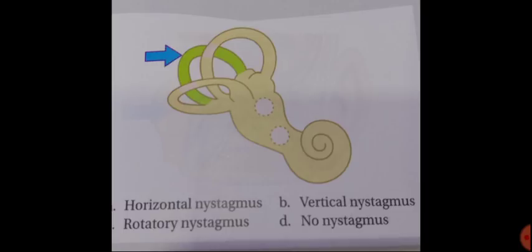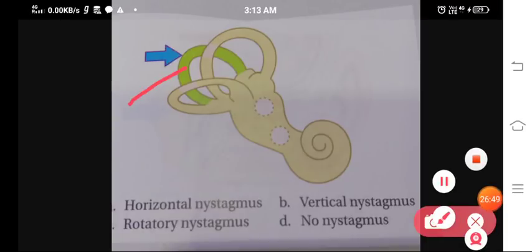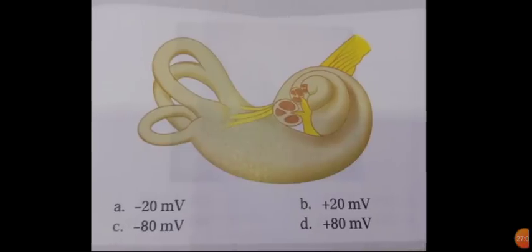Yes, so here just remember that different semicircular canal stimulation will cause different type of nystagmus. So nystagmus is horizontal for horizontal canal, nystagmus is rotatory for superior canal, and nystagmus is vertical for posterior canal. So this one is your posterior canal, this one is your lateral canal, and this one is your superior canal. So for superior canal it will be rotatory, for posterior canal it will be vertical, and for horizontal it will be horizontal nystagmus. So very important.